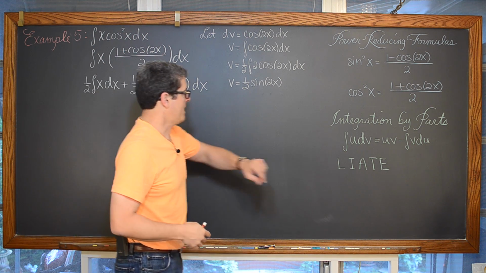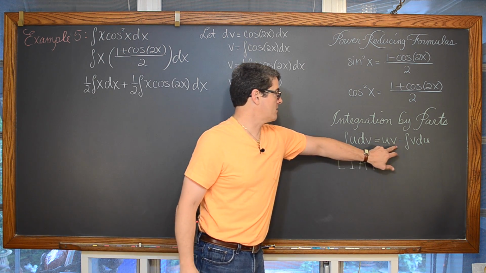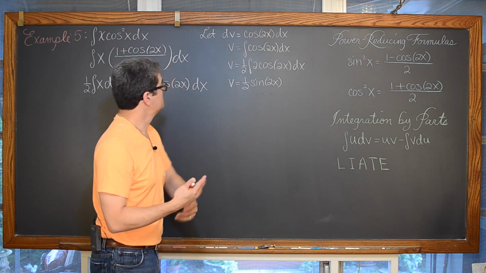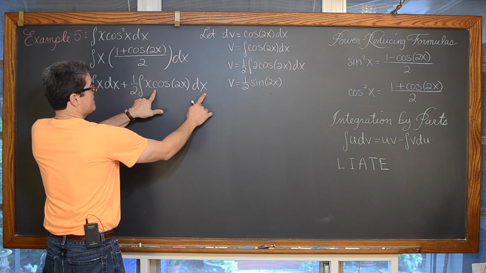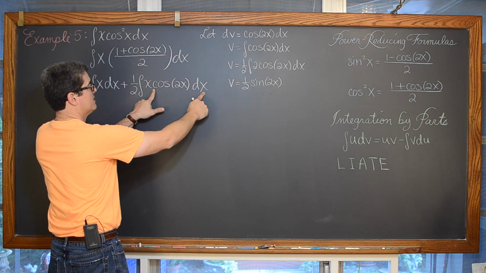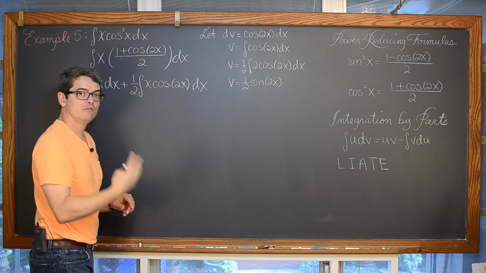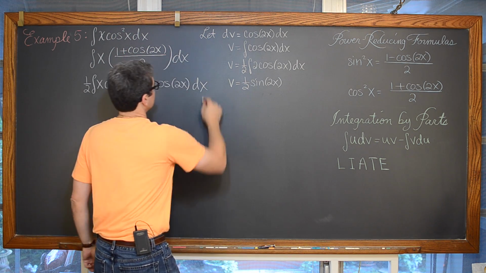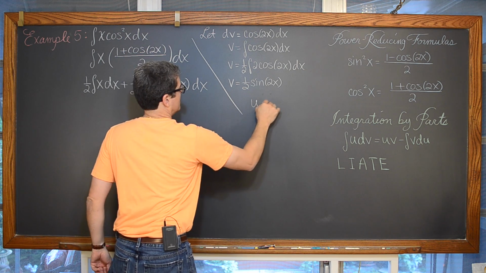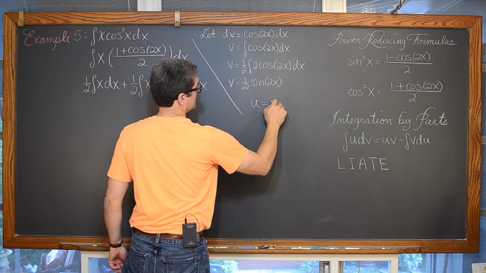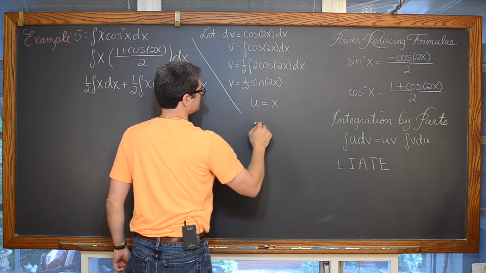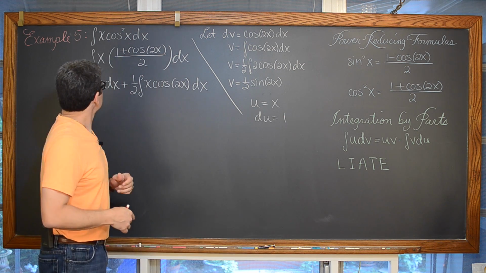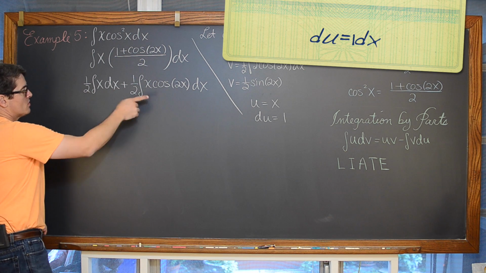Now, let's see here. We had a good substitution for dv that allowed us to find v, but we need a u and a du. Well, if this portion of our integral, this factor, is our dv, then the remaining factor needs to be our u. So u, and I want to make sure I don't run out of room here, is equal to x, then du is going to be equal to 1.